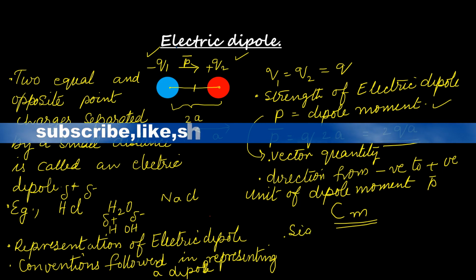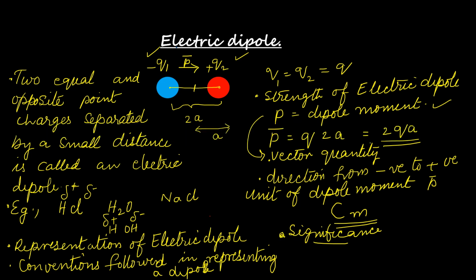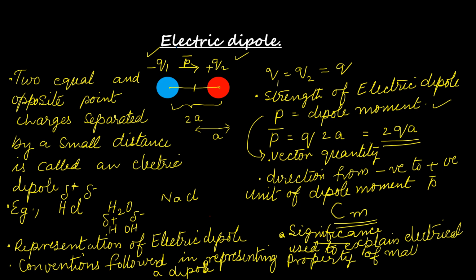Now we will see the significance or importance of electric dipole moment. You know matter has electrical property. You have learnt that in the first chapter of class 12 chemistry. Dipole moment helps to explain the electrical property of matter. You have already learnt that the difference in the electrical property of matter is due to the difference in the alignment of the dipole moment domains in matter. I have already posted a video on that topic under class 12 chemistry. I shall give the link in the I-card above.